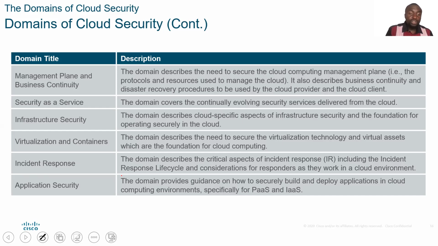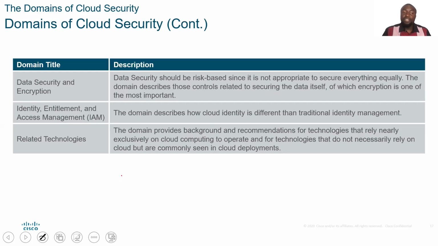Then you have application security. The domain provides guidance on how to securely build and deploy applications in the cloud. All right, especially platform as a service and then infrastructure as a service. You then have data security and encryption. Data security should be risk-based since it's not appropriate to secure everything equally. The domain describes those controls related to securing the data itself, of which encryption is one of the most important.